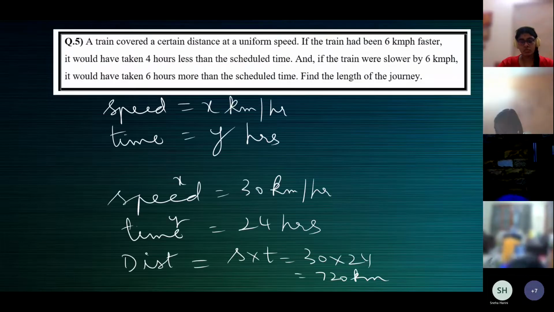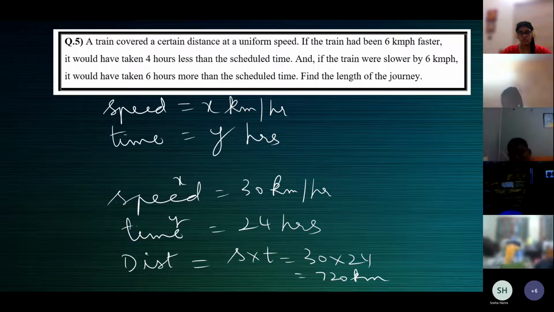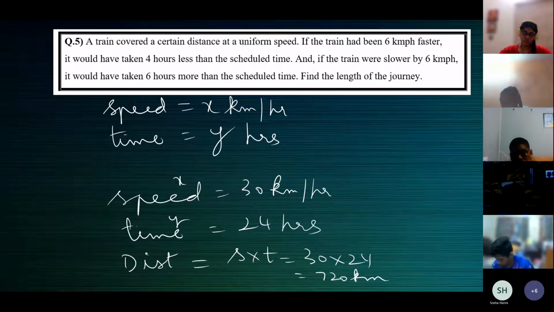The answer to this question was discussed in the last class. We already constructed the equations, so you should have solved it and got these answers for x and y. And distance is 720 kilometers.